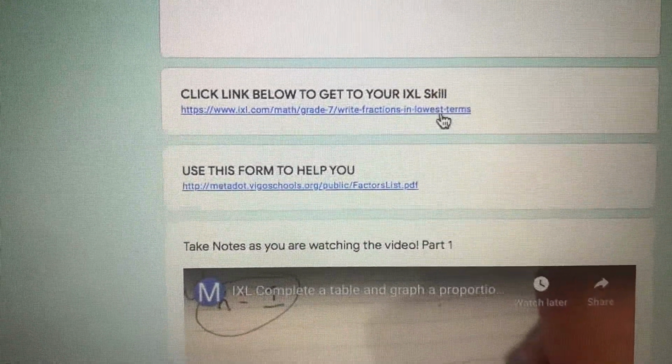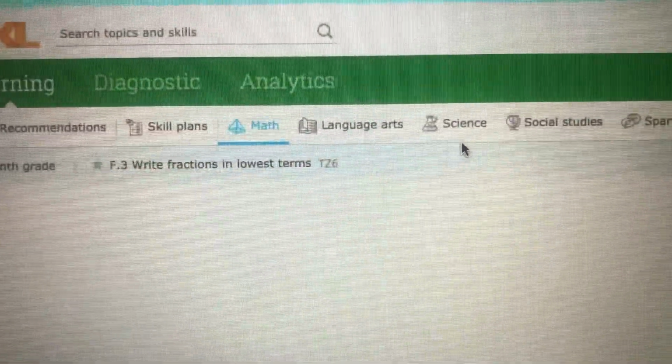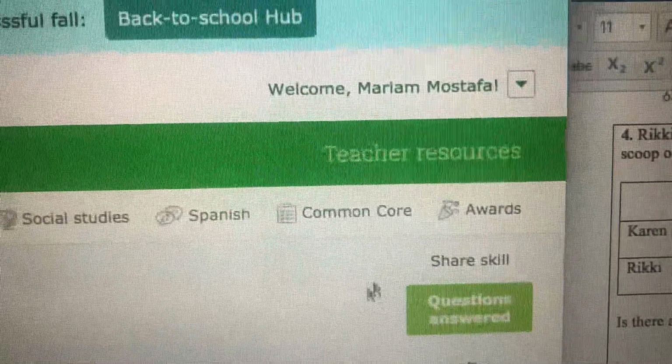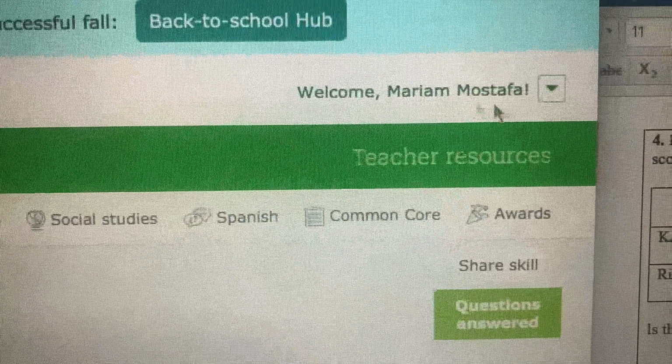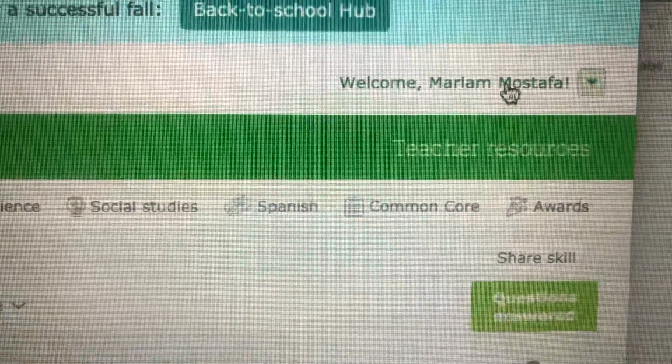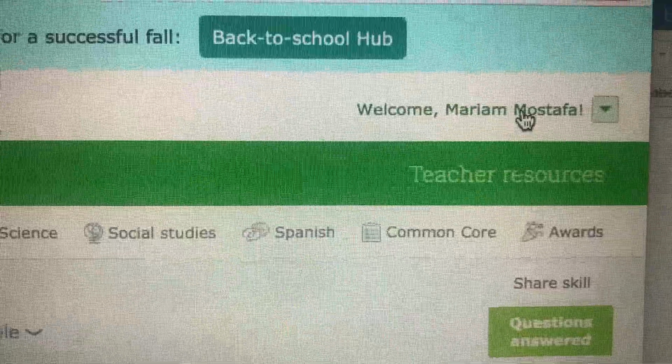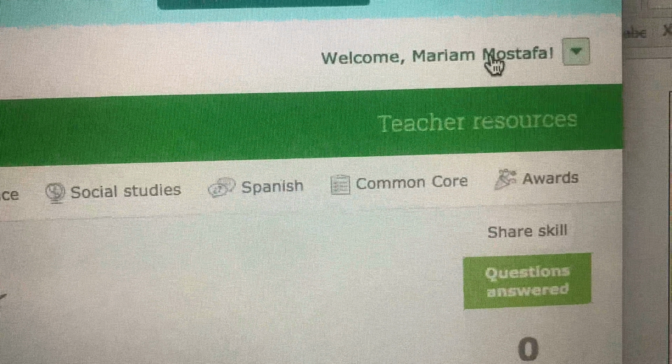Okay, so let's click the link here. And when we click the link, let's remember that it says your name right here. If it does not, it means you are not logged in. So please fix that by logging into Clever.